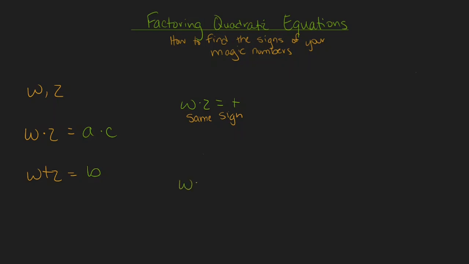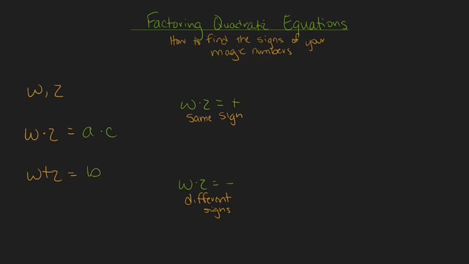If w and z multiply together to give us a negative product, that tells us that w and z have different signs. What we don't know at this point is what those signs are or which magic number has which sign. This is where the value of b comes in.